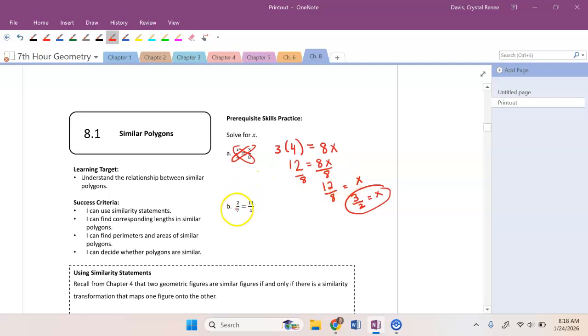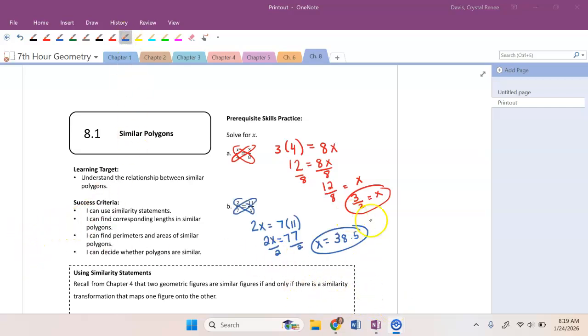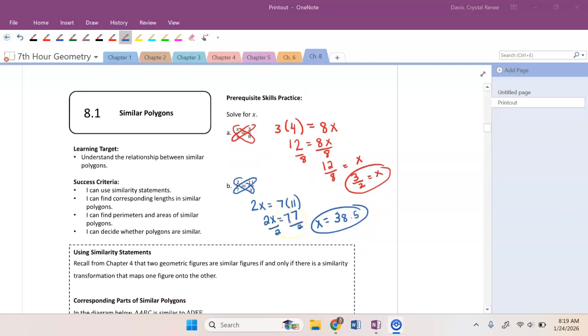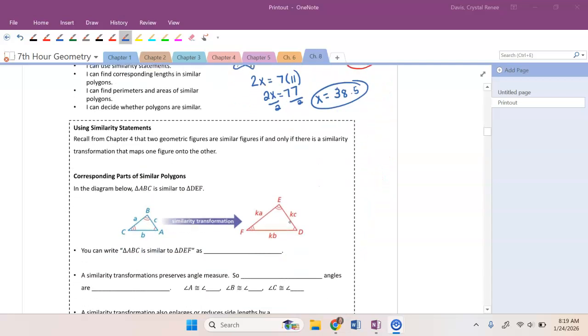Okay, so go ahead, take a minute, pause this and do B on your own. Alright, so hopefully you went ahead and worked it out and you get 38.5. Okay, we're going to do lots and lots of setting up and solving for ratios in this section.